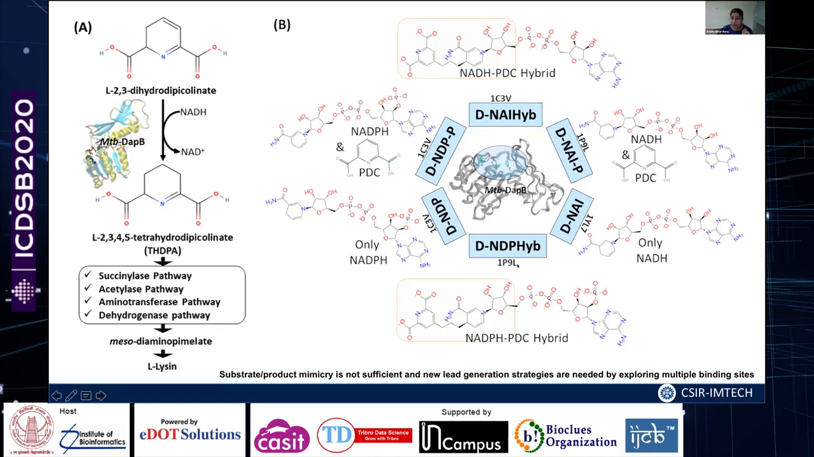And in these 2 hybrid models, what we did, we took the nicotinamide part of NADH and clubbed it with the PDC moiety. Because as you can see, PDC, which is the only known inhibitor for DAPB, is a very small structure and the interaction features are not specific. We wanted to bring in specificity, but since the cofactor is used in several reactions in human as well as mycobacterial cell, we didn't want to make it a very toxic molecule.